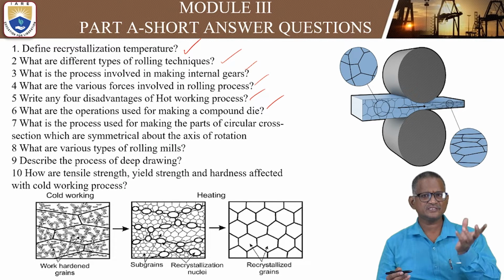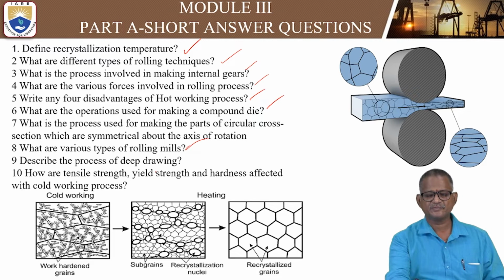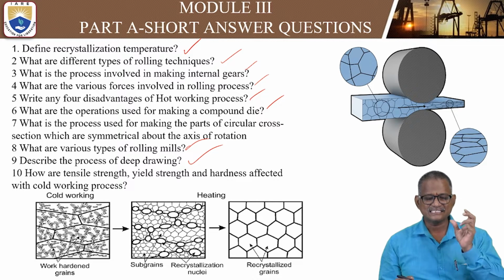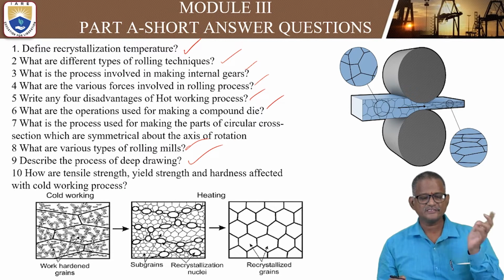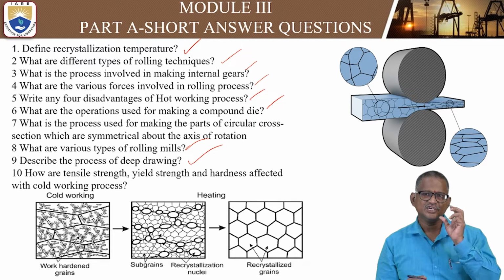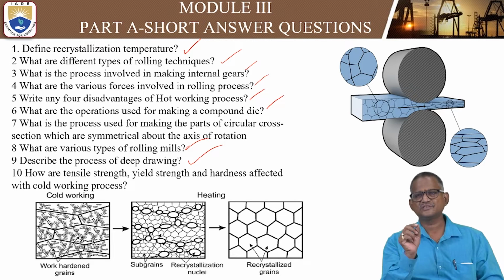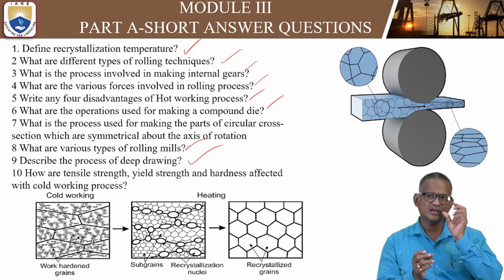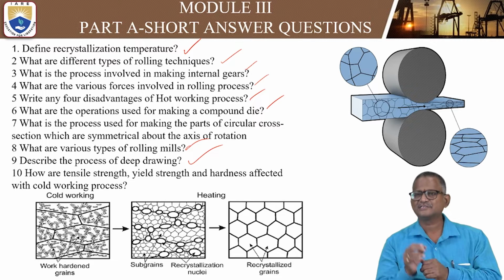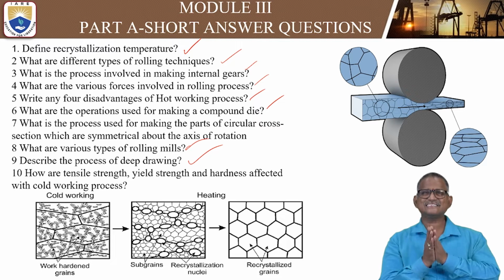Even you can see: what are the various types of rolling mills, describe the process of deep drawing, and finally how are tensile strength, yield strength and hardness affected by the cold working process. These are the short answer questions. You are supposed to write up to the mark for 2-mark questions, where you write technical definitions, and wherever required you can draw some line diagrams also. I have drawn a 3-dimensional diagram for easy understanding.